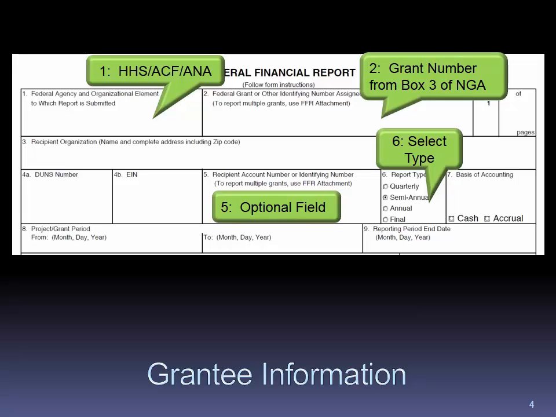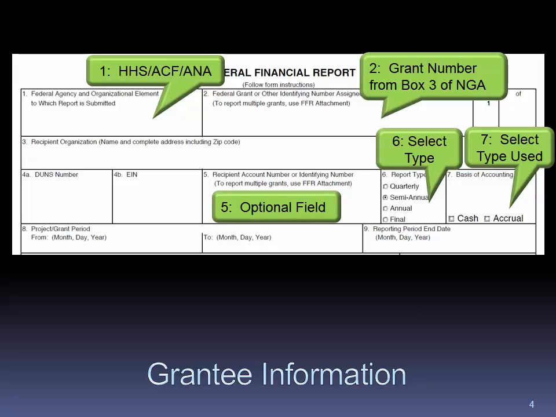Select annual for your year-end report, and final for reporting at the end of your project period, which is due 90 days after the close of your project, or if you need to submit budget year-end final 425s with a carry-forward request. Box number 7, you're going to select the type of accounting you use, and if you don't know, check with your financial person or accountant.